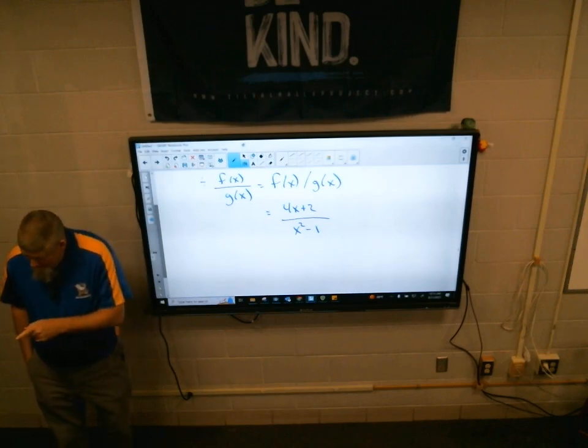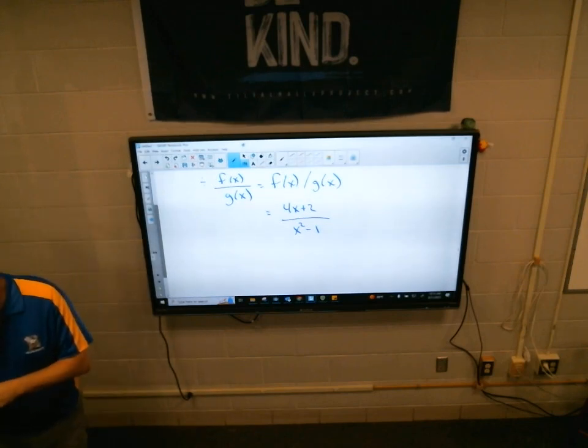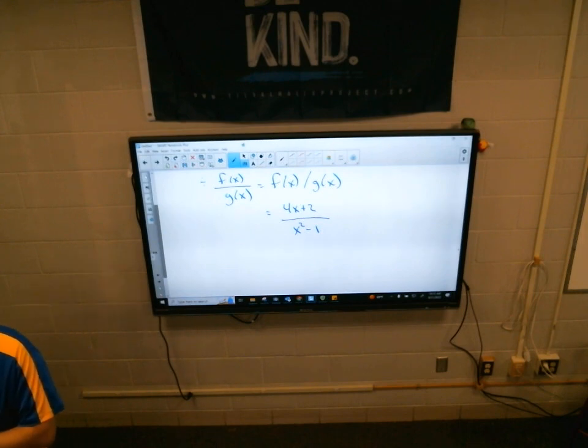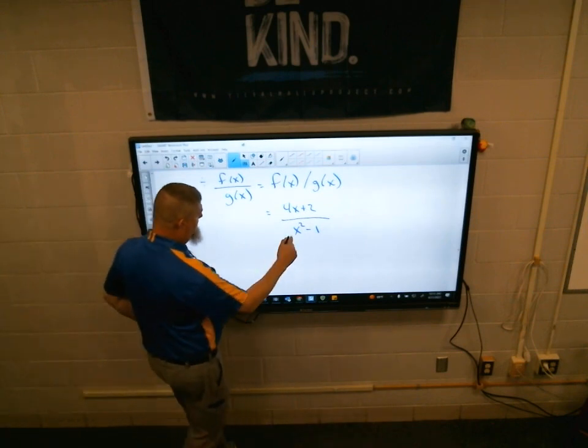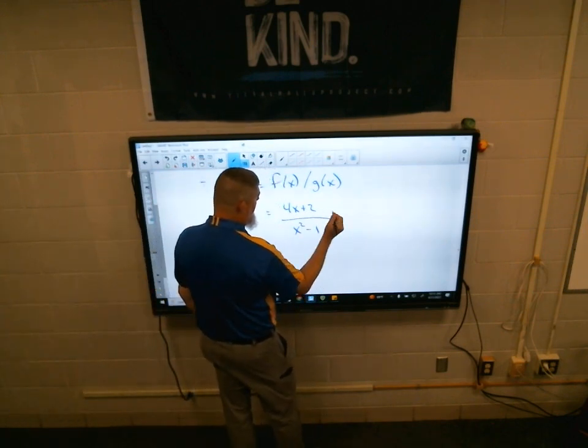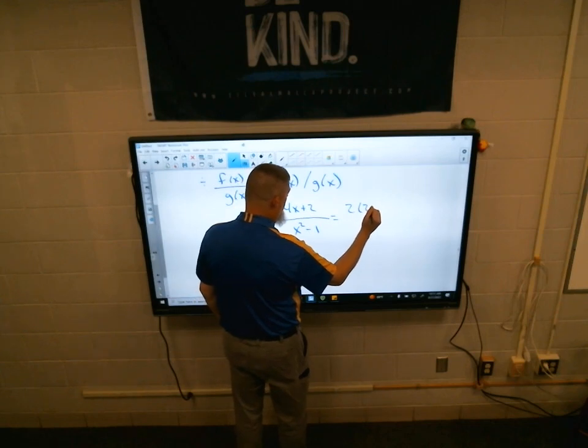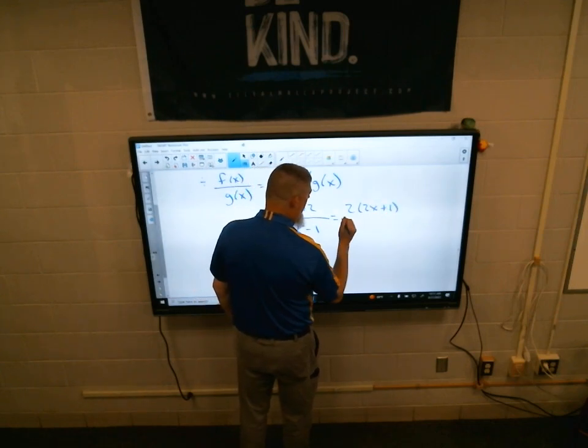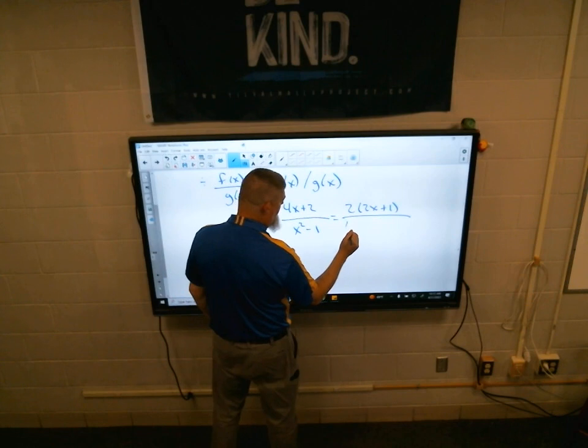Say it again. You can't cross anything out unless it's a common factor. So first thing would be to, say it again. Yes, so we're going to factor, and the bottom is difference of 2 squares. So on top, I'm going to go ahead and factor out a 2, 2x plus 1. On the bottom, we're going to factor the difference of 2 squares.